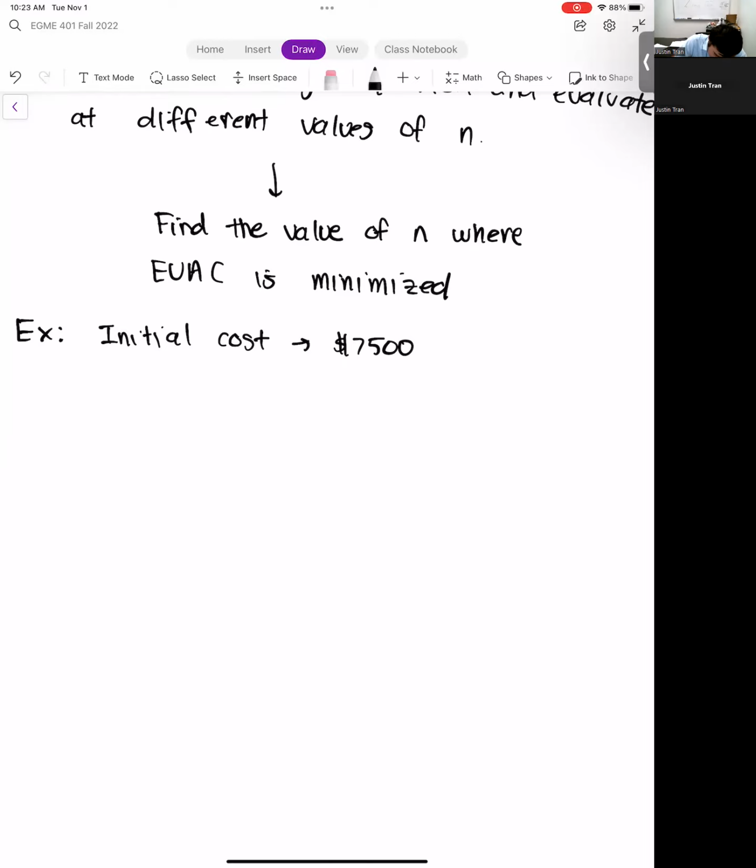The maintenance costs. The maintenance cost for this machine is going to be $1,200 in the first year. Okay. But each year that you use the machine, it is going to be an additional $900 each year after that. Okay. All right.